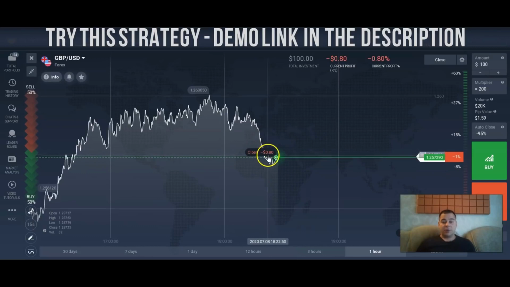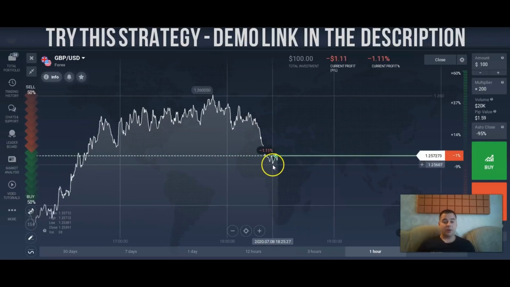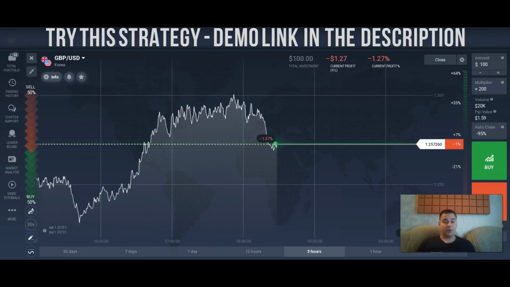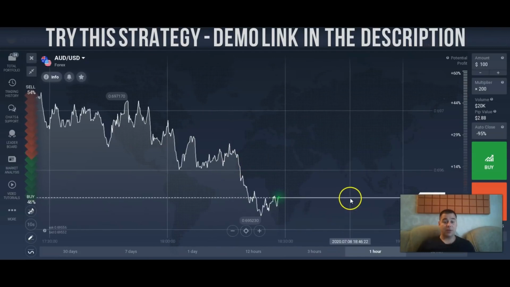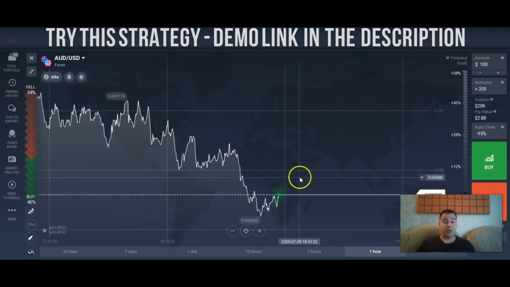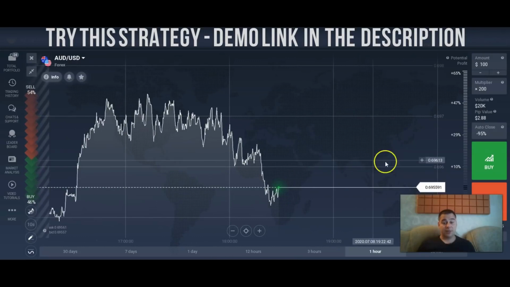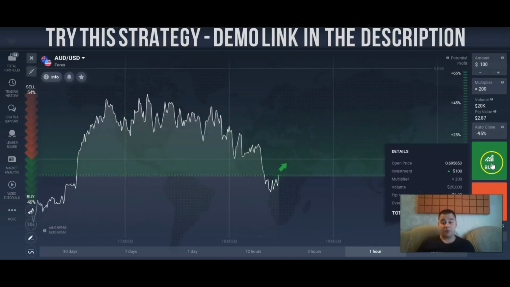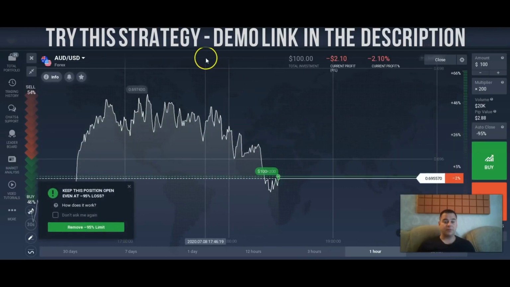A couple minutes ago you saw how I pressed the buy button, because right here I think that the market is near the bottom. And here is the same situation. Here the situation is the same, and it started growing a little bit, so let's press the buy button also.